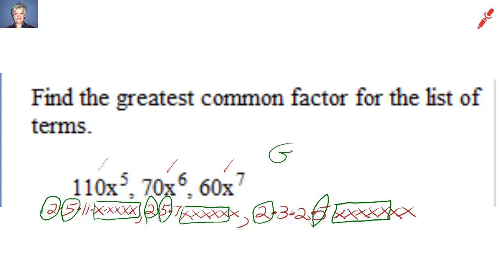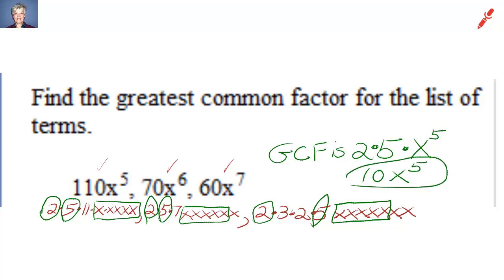And so that becomes our GCF, our greatest common factor. 2 times 5 times x to the 5th, because there are 5 x's multiplied together. And since 2 times 5 is 10, our GCF is going to be 10x to the 5th. This is going to be very important to you. To see the commonalities in different situations is certainly something that you can use in real life. Let's move on.